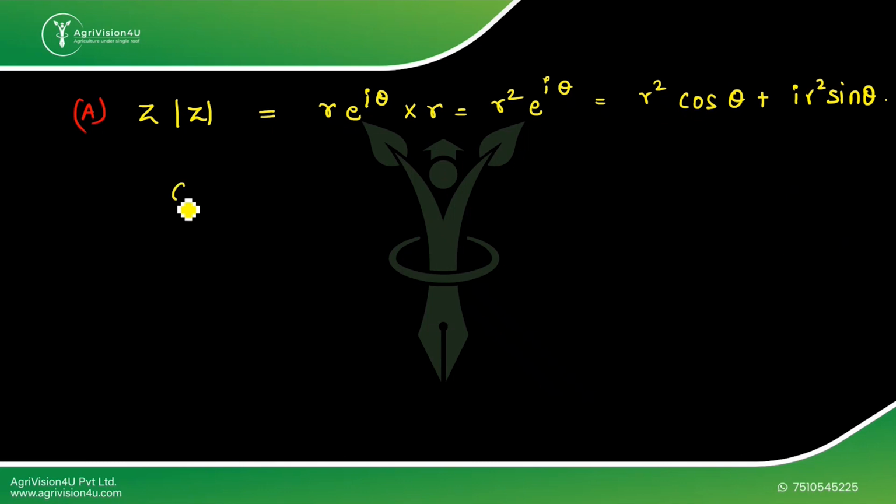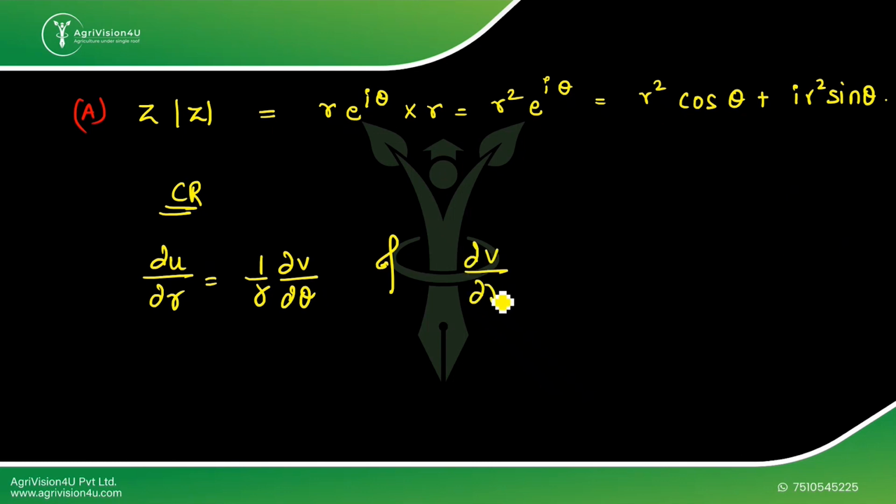Right? Now, what are the Cauchy-Riemann equations? How can you write them? The partial differentiation of u with respect to r will be equal to 1 upon r, dou v by dou theta, and dou v by dou r is equal to minus 1 by r, dou u by dou theta. Right? So now you have to see whether this condition satisfies the CR equations or not. So let's start solving this.